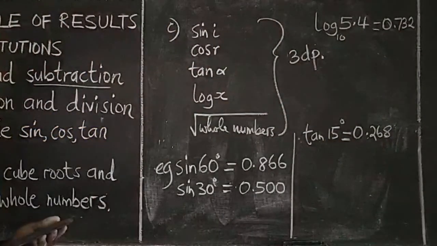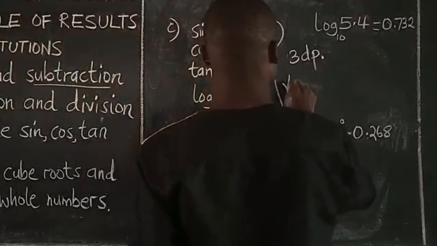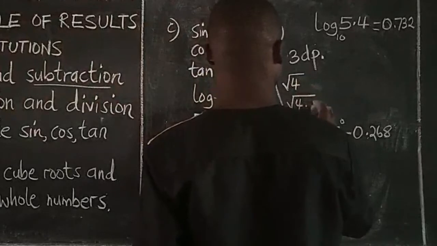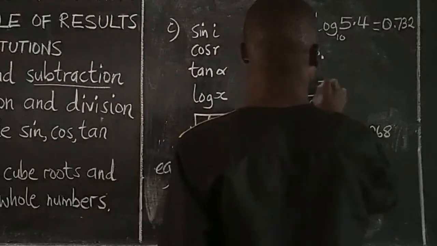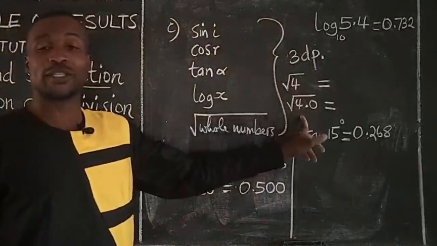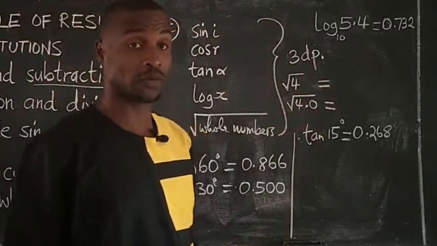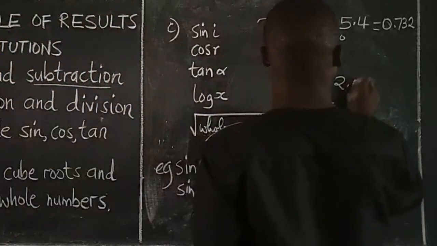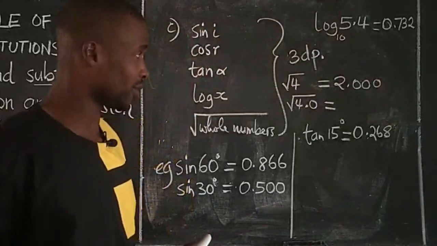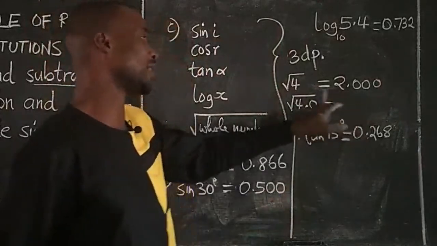Okay, then the last bit: if you are taking whole numbers, what is the square root of 4? This is a confusing scenario. When you're taking square roots of whole numbers, you write your answer to 3 decimal places. So this you have to write as 2.000. Teacher? That's it. Don't argue. That's what we do. 3 decimal places, because this is a whole number.